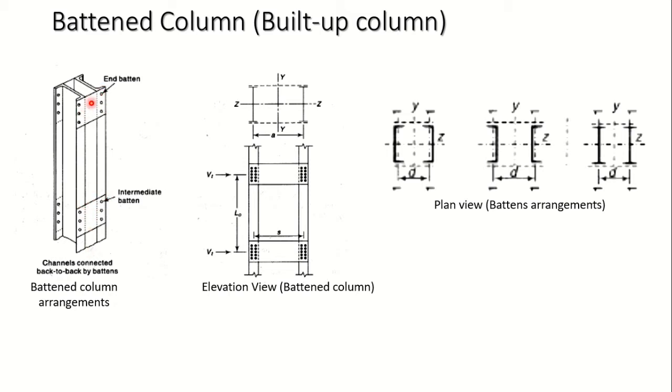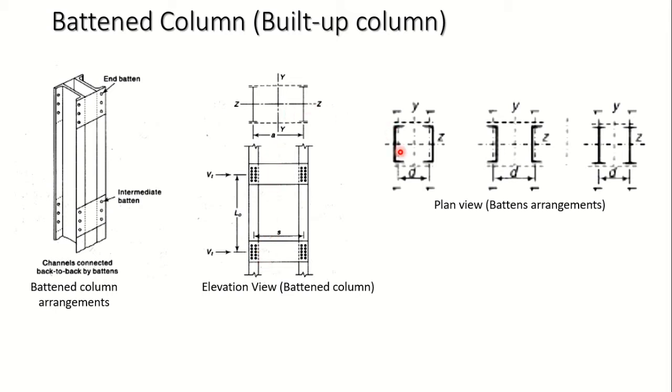So this is the end batten. Like we had the end tie plate in the lacing system, here we have the end batten. These are the intermediate battens. The end batten will be at the top and the bottom of the column. Intermediate battens will come within the length of the column. So this is the battened arrangement. You can see in this figure that battens have been positioned for the entire length of the column.